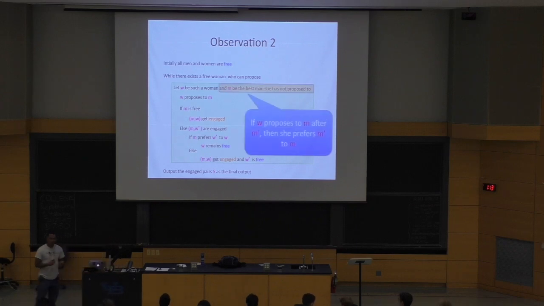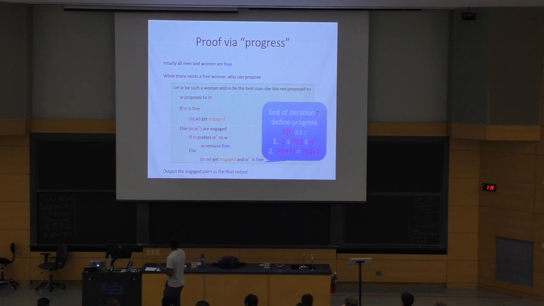Similarly, if you look at the algorithm from the perspective of the woman, and if the woman proposes to man M after M prime, then it necessarily has to be the case that she prefers M prime to M. Okay, so we're going to use these 2 observations. Again, we will not formally prove them. Good exercise for you to go back and do at home, but we're going to use them as given in our proofs.